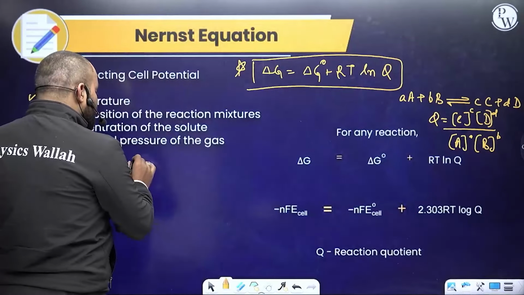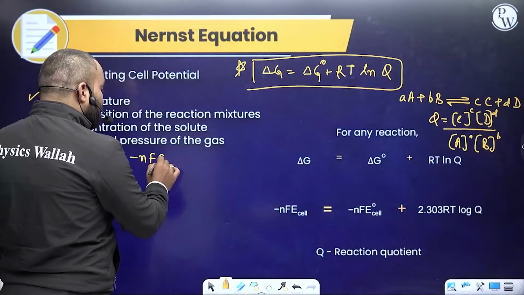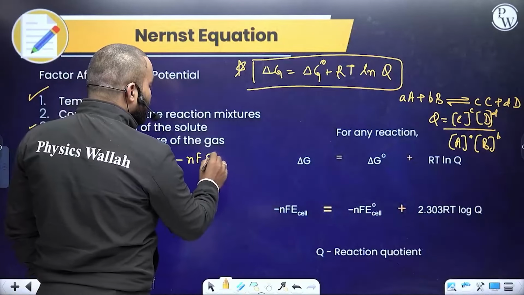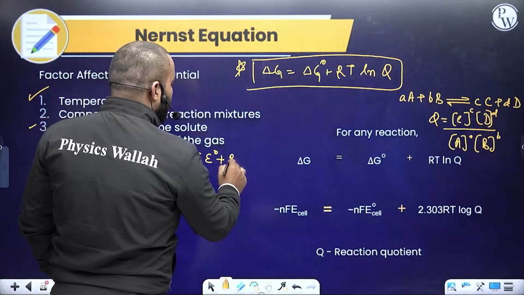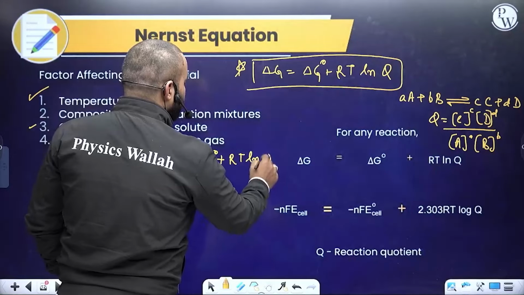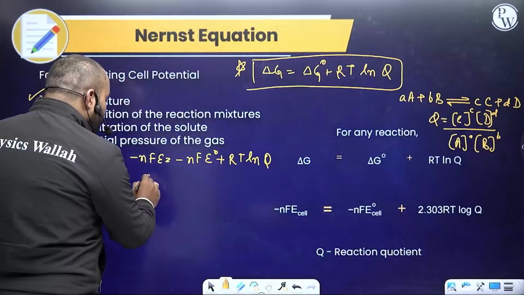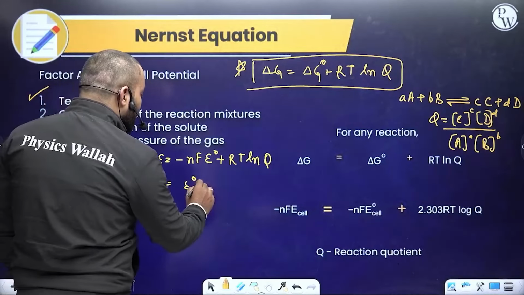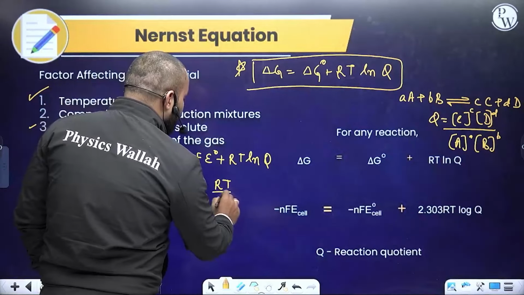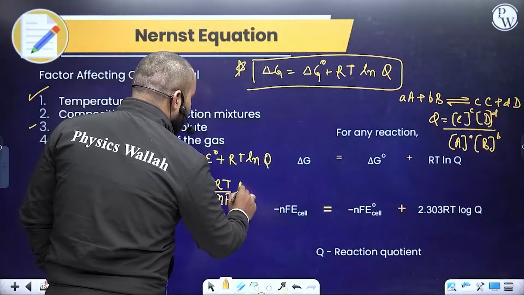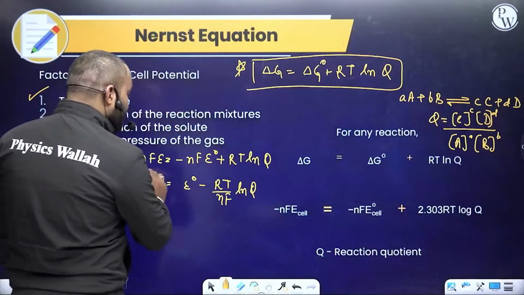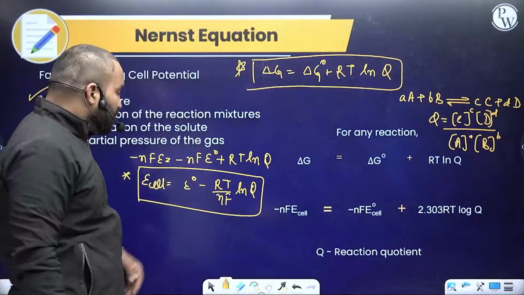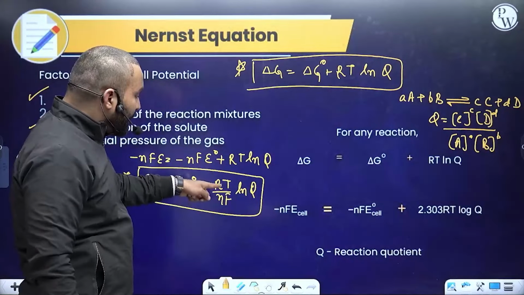Since we know delta G is equal to minus nFE, I can put that in: minus nFE equals minus nFE naught, and that remains as it is, plus RT ln Q. Clear? Now E of the cell should be equal to E naught of the cell minus RT by nF ln Q, as I am dividing the entire equation by nF. This becomes my final equation, known as the Nernst equation, which helps us in taking care of the temperature.